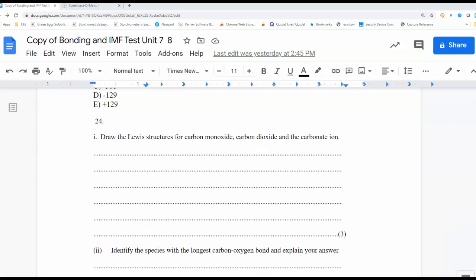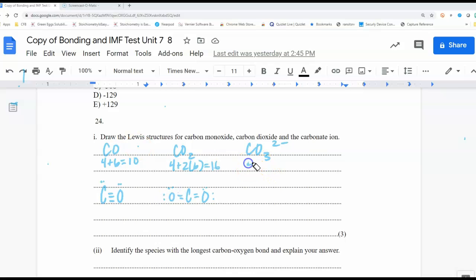Okay, so the first thing I want to do is draw myself some carbon monoxide, CO, and then some carbon dioxide, CO2, and the carbonate ion, CO3 2 minus. So I'm going to have 4 valence electrons from carbon plus 6 valence electrons from oxygen, so 10 total, and this comes out to something that looks like that. Okay, and then for CO2, I have 4 plus 2 times 6, so that's 16 total valence electrons. That way carbon will be in the center, and I will have a double bonded oxygen on either side.